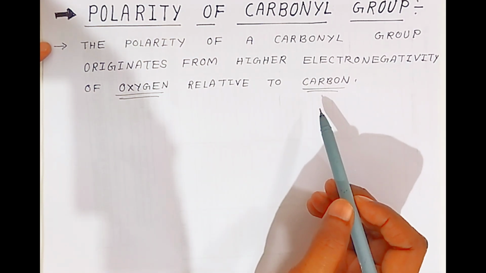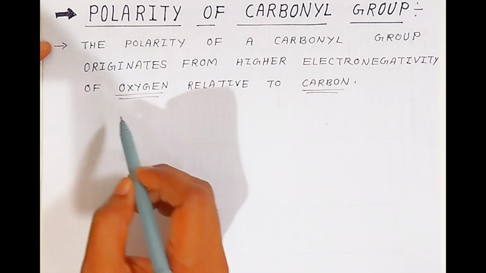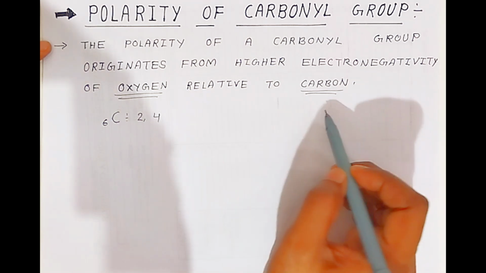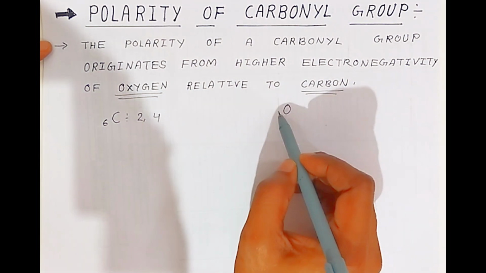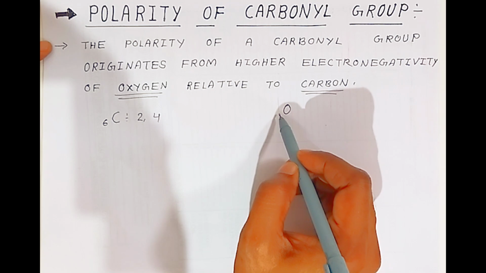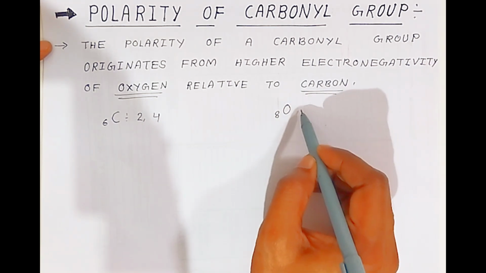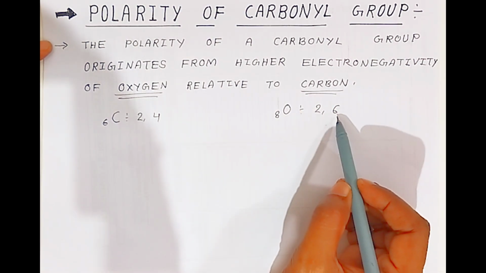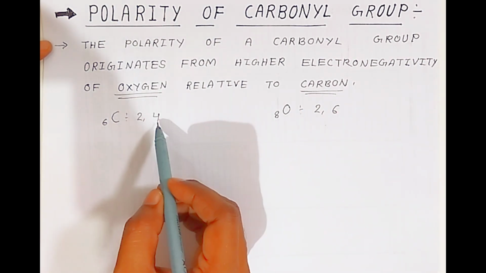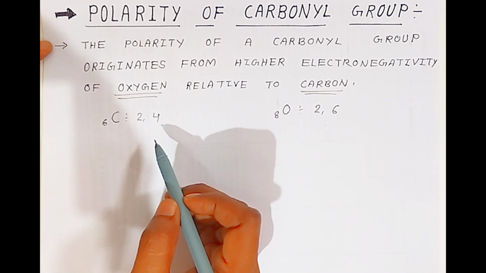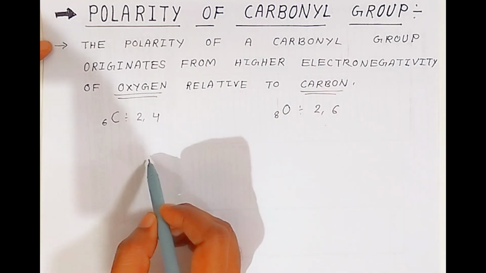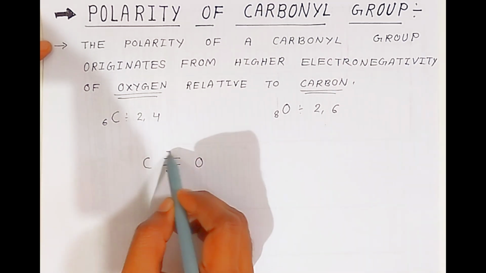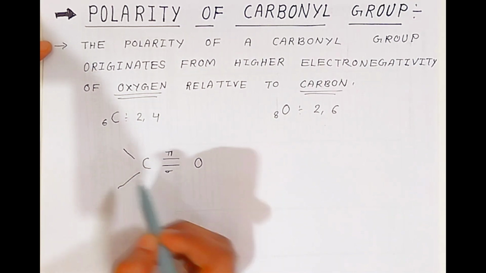Now students, when you are talking about the electronic configuration of carbon, its atomic number is 6 and its electronic configuration is 2, 4. The electronic configuration of oxygen, its atomic number is 8 and its electronic configuration is 2, 6. So in the outermost orbit, oxygen has 6 electrons and carbon has 4 electrons. When it forms a carbon oxygen bond, there is a double bond. One will be the sigma bond, the other will be a pi bond. This way, it is called carbonyl.